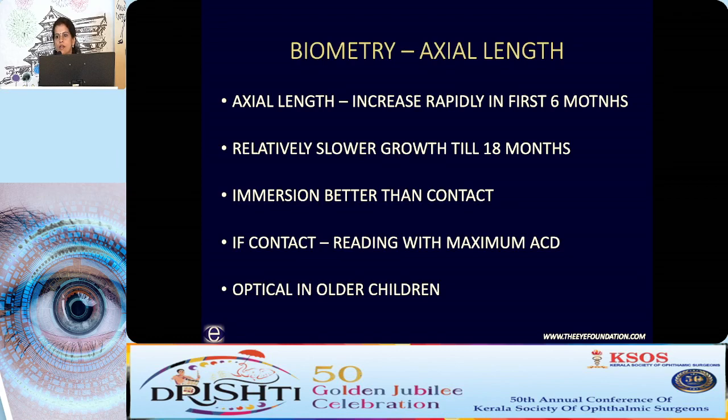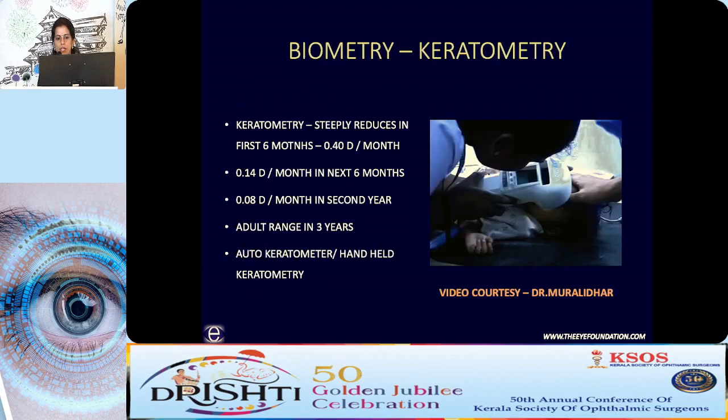An optical biometry should be considered in any cooperative child, and if the injury is such that we can do an optical biometry. This is a handheld keratometry done to get the keratometry readings of a small child, and this handheld keratometry can be done under anesthesia, or if the child is cooperative enough, without anesthesia.